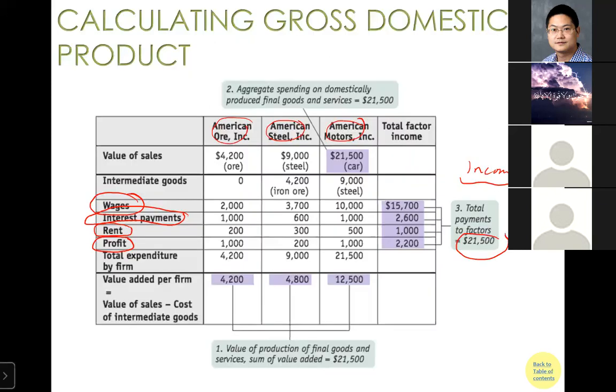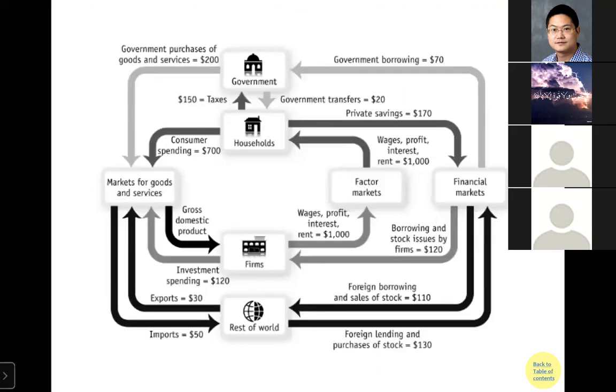From this example, you can see the three different approaches, all of them must give us the same number. Now we can look at another example. This is a circular flow diagram as we have seen earlier. Here we just simply put numbers. Now the question is how we can calculate GDP through these three different approaches as we just discussed. I'm going to take a 5-minute break. During the break, please think about how we can calculate GDP through the approach we just discussed.